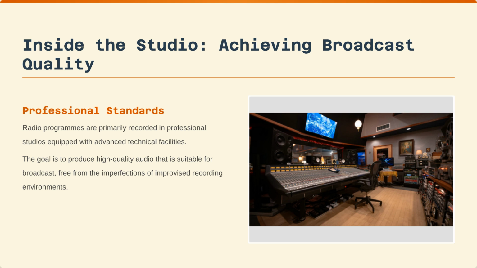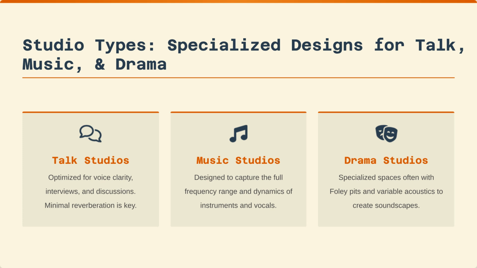Inside a professional studio, the goal is achieving broadcast quality. This means producing high-quality audio suitable for transmission, free from imperfections found in improvised spaces. Studios are specialized. Talk studios focus on voice clarity, music studios capture dynamic range, and drama studios often include specialized features like Foley pits for sound effects.